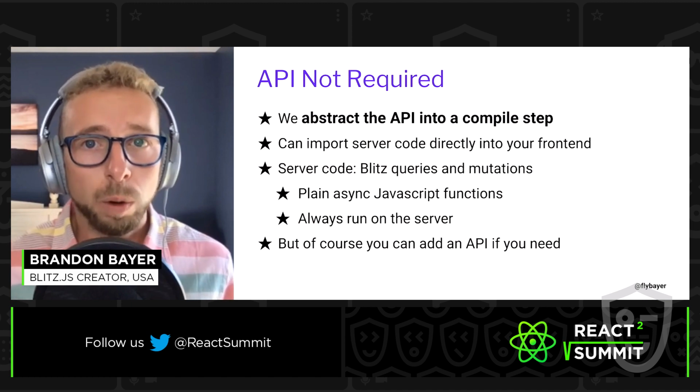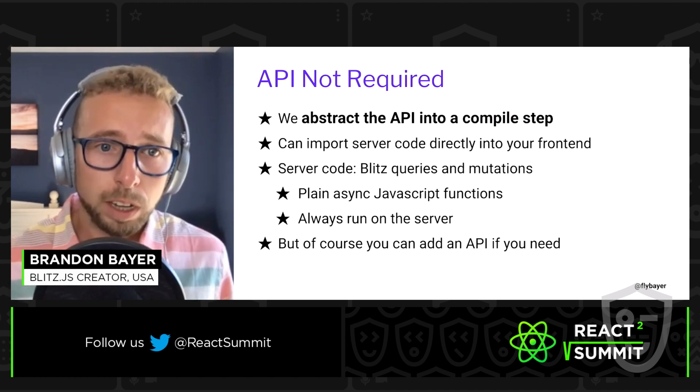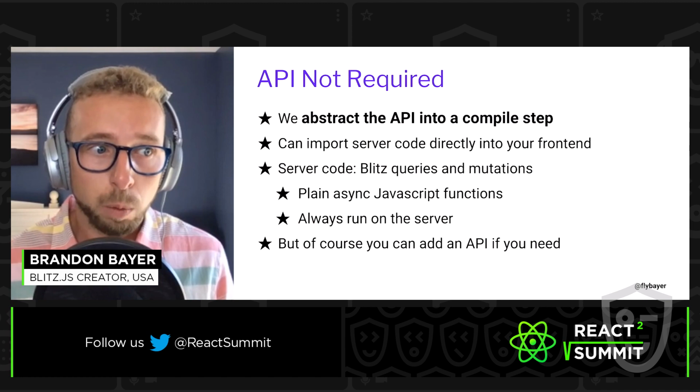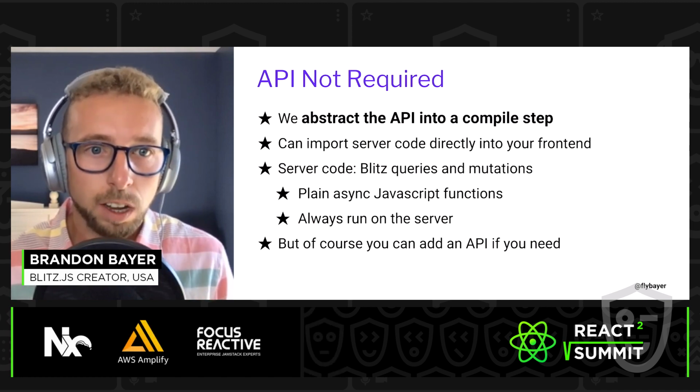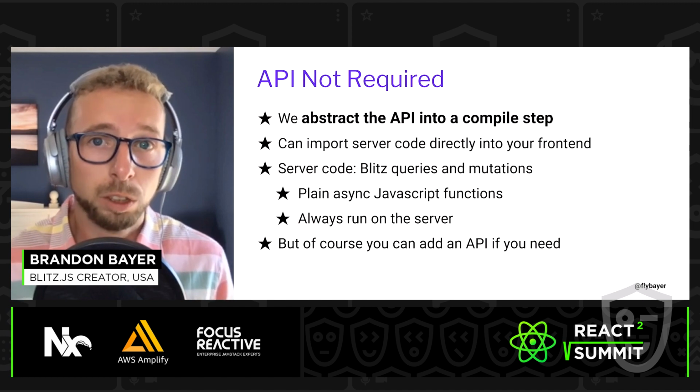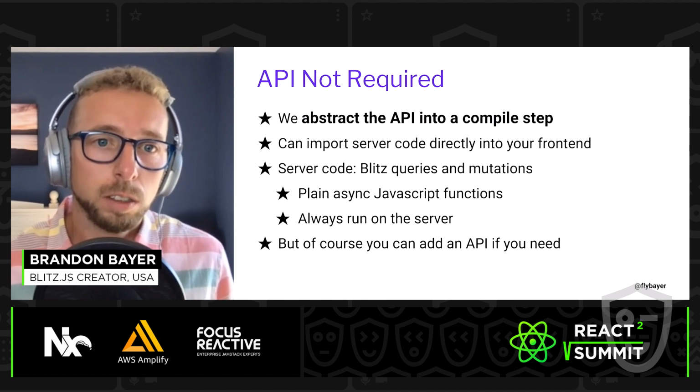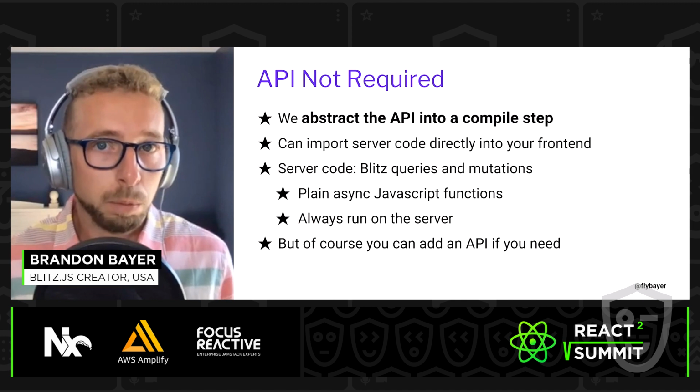Now, of course, you can always add an API to a Blitz app because there's 0 restrictions that we give you. So we're 100% compatible with Next.js. And in fact, we have less restrictions than Next.js does. So you don't have to worry about Blitz getting in your way.